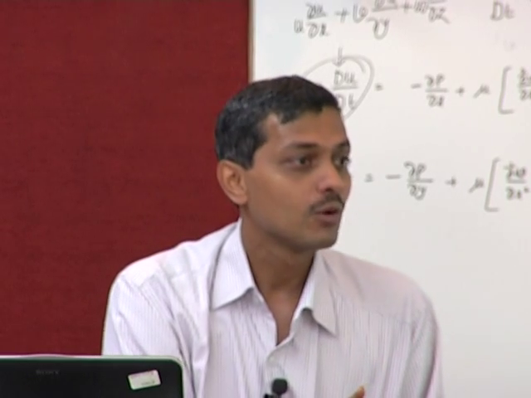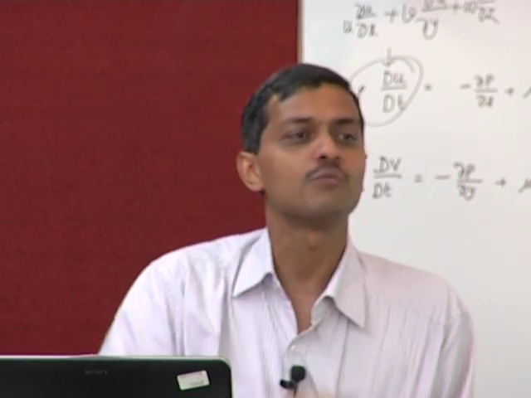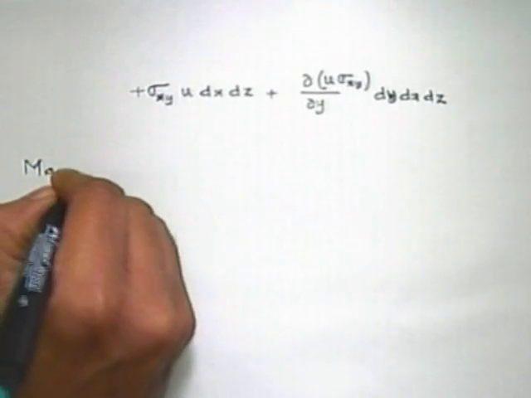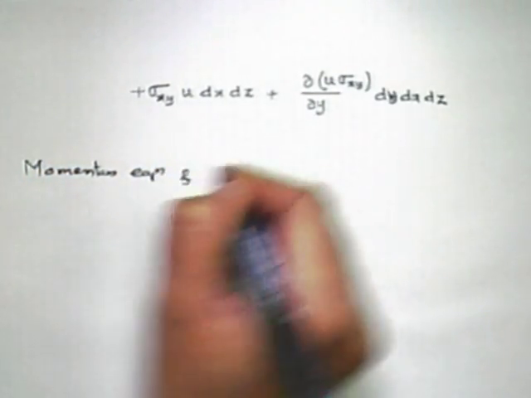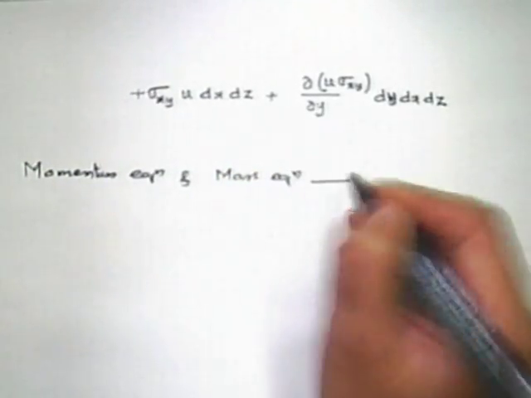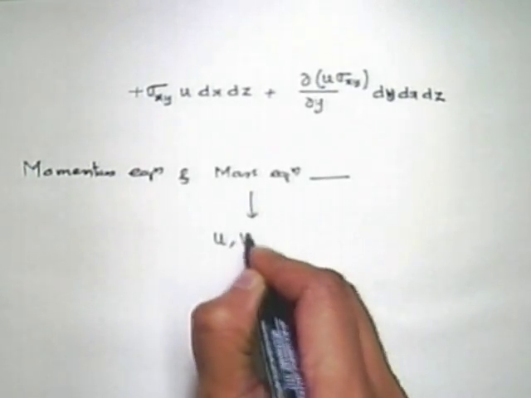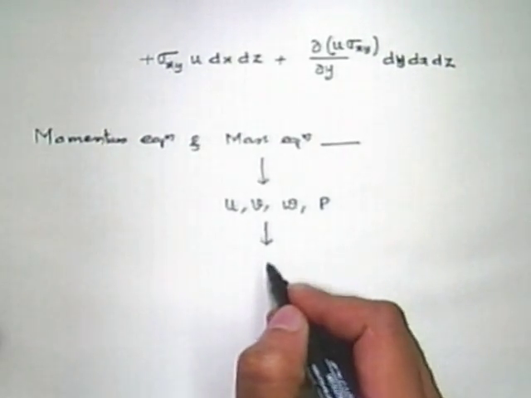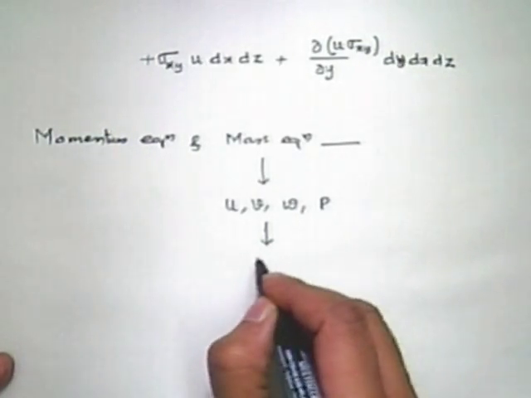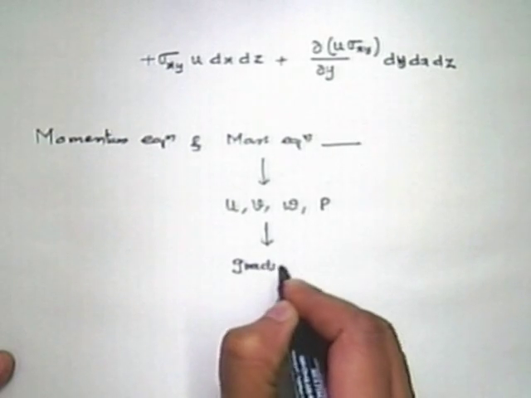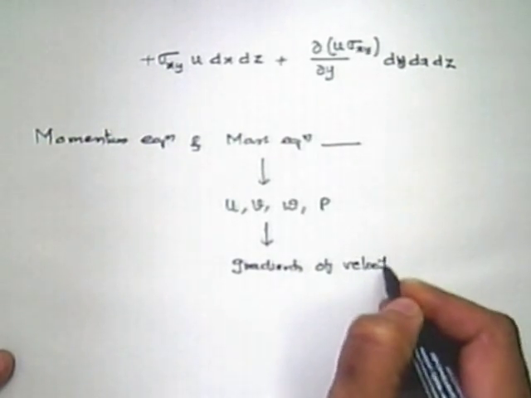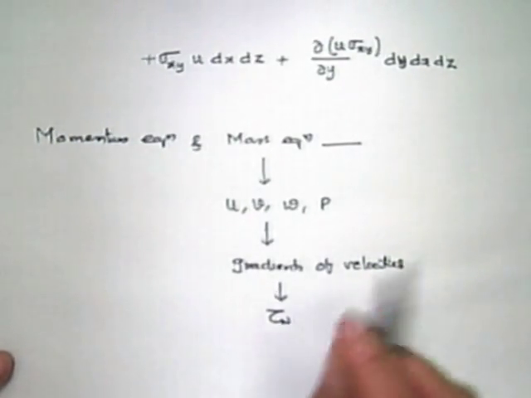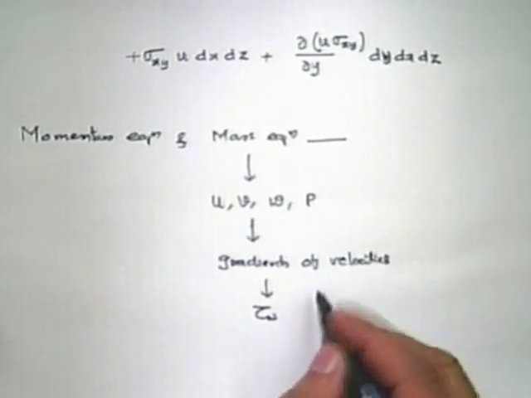On the same note, I want to emphasize, I like this. In fact, I have learned this from Professor Bejan's book. He always reminds us what the engineering interest of all these equations is. So, what is the engineering interest of the momentum equation and conservation of mass equation? To get the velocity profiles u, v, w and pressure. Once you get that, you can compute the gradients of velocities, and that will fetch me shear stress.